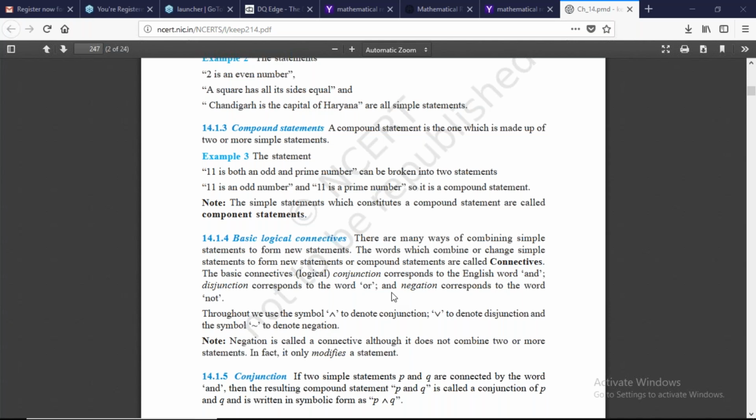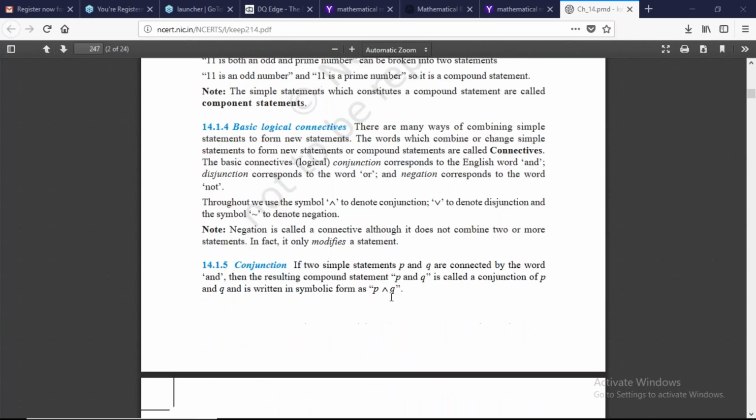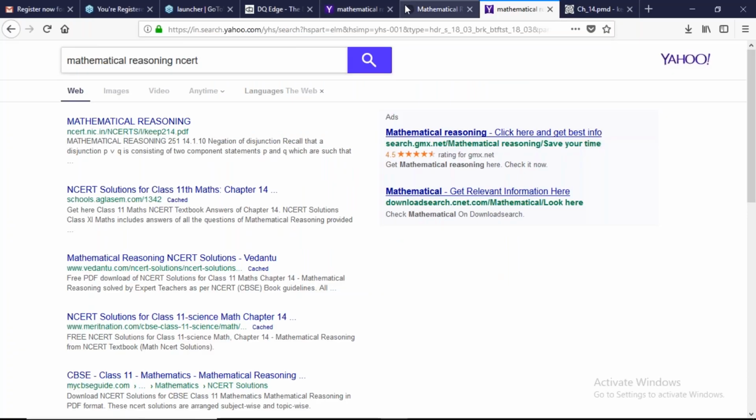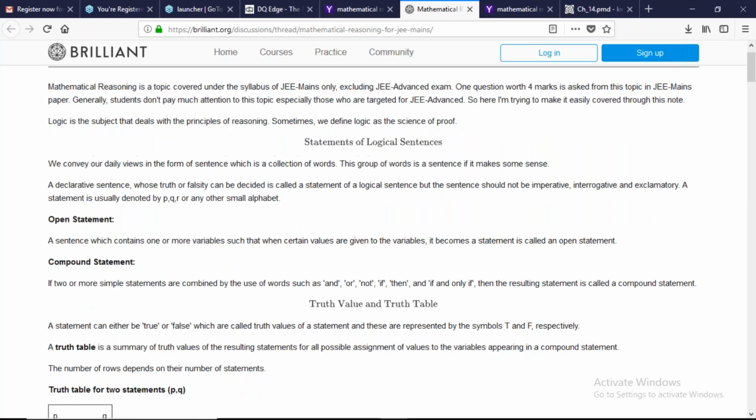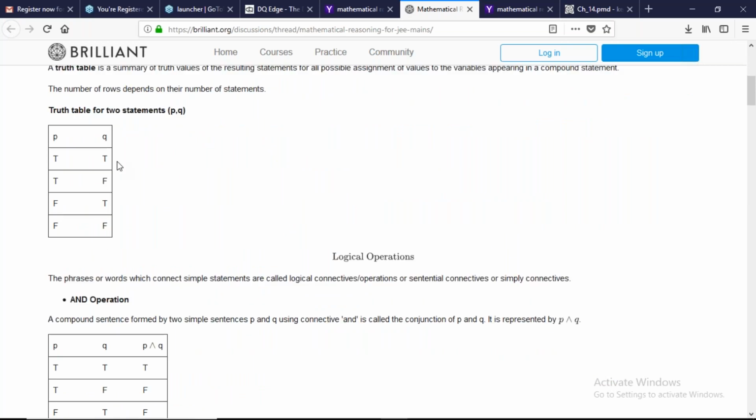Okay, so what we basically do in mathematical reasoning is, when I break this down into two different statements, 11 is a prime number and 11 is an odd number, the connective I'm using is and. The and is basically called a conjunction. Based on what your connective is, you have different ways of writing the truth table, which is this. This is a standard truth value that you need to assume.